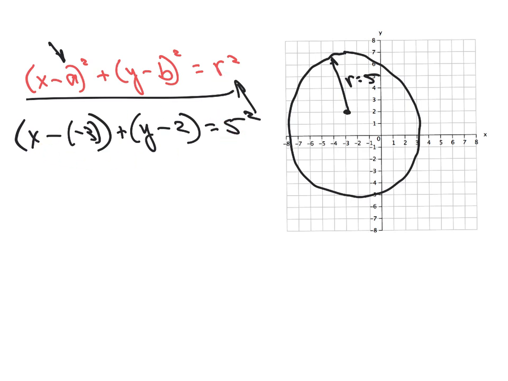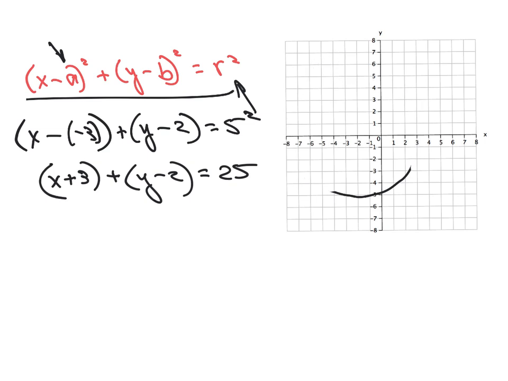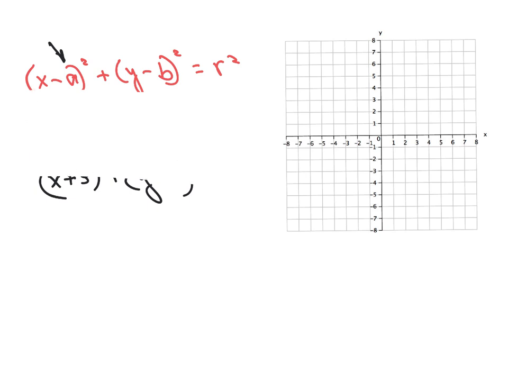So now I'm going to rewrite this as x plus 3 squared plus y minus 2 squared equals 25. And that's your answer. So when they give you the center points and they give you the radius, it makes it really pretty simple to find the answer there. All right, see if I can get rid of all this stuff here so I don't have to rewrite my formula every time.